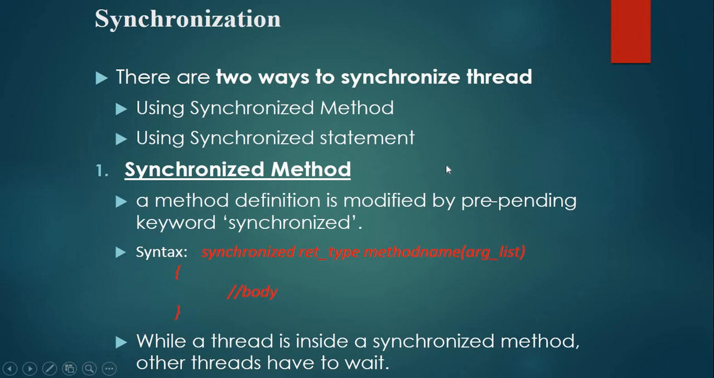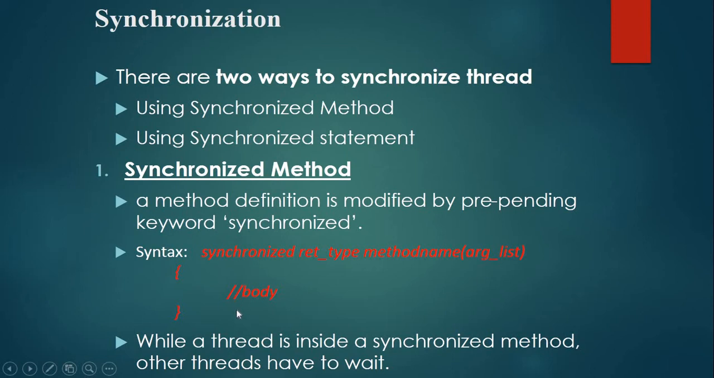There are two ways to synchronize threads. The first one is the synchronized method, and the second one is the synchronized statement. If we talk about the first, the synchronized method, a method definition is modified by prepending the keyword synchronized. In the syntax, we have the return type, method name, argument list and body. We put the prepending keyword synchronized before the return type. So it is synchronized, then return type, then method name, argument list, and after it the body.